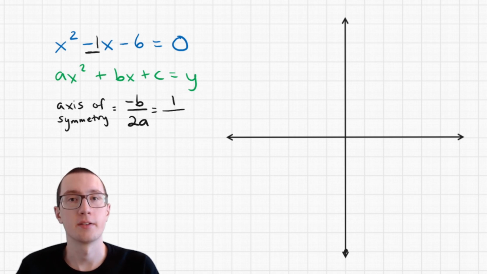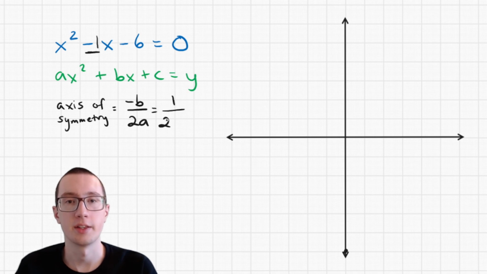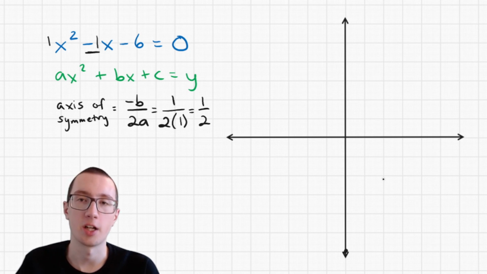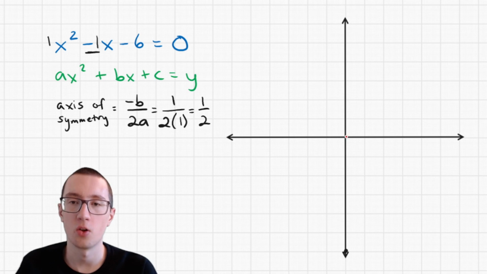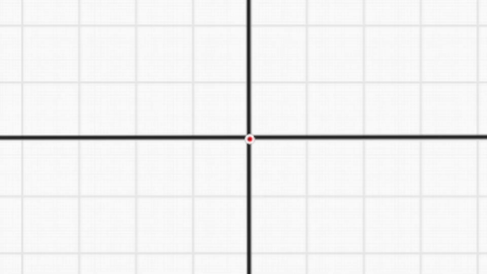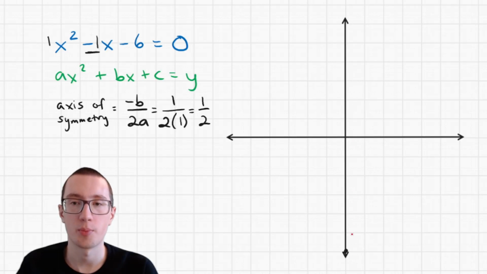And now 2a, well, that's going to be 2. And then what's a? Well, there's also not a number in front of x squared here, so it's just going to be 1. So a is 1. So we have 1 over 2 times 1, which is 1/2. So this means that our axis of symmetry, 1/2 here, is going to be where the mirror is. And remember, that mirror is going to be like an up and down line. If we start in the middle and we're going to go to the right, because x means left and right, we're going to go to the right 1/2 of a box. So right here, we're going to draw an up and down line.